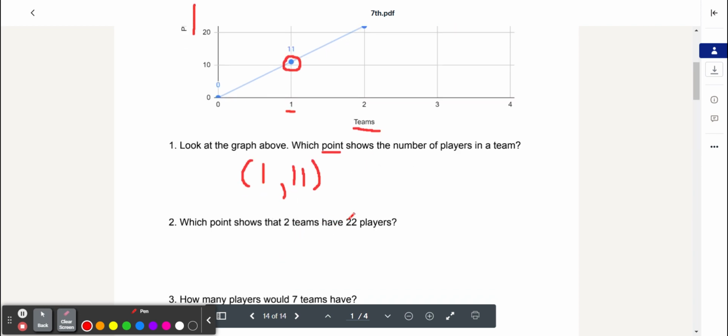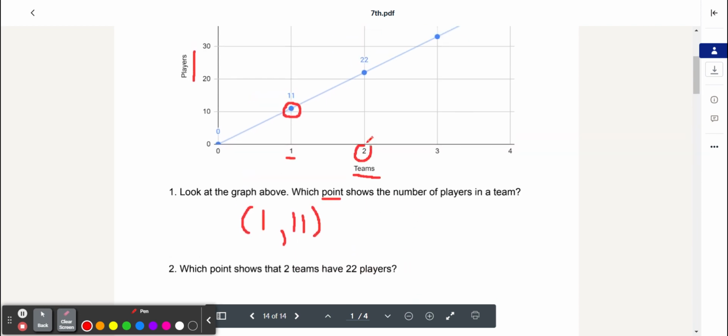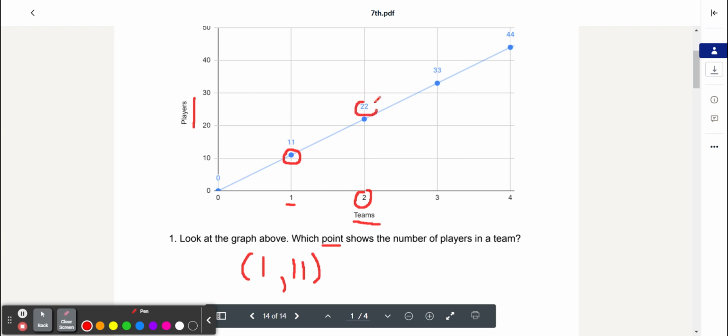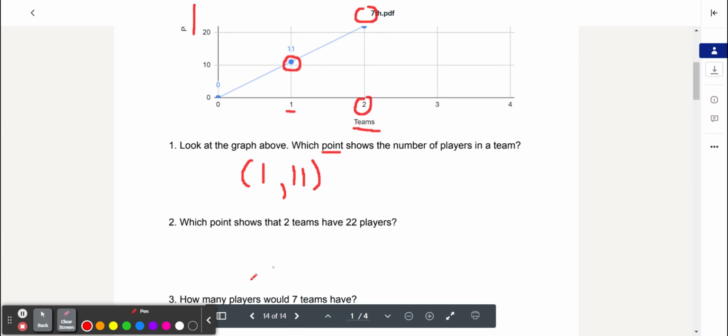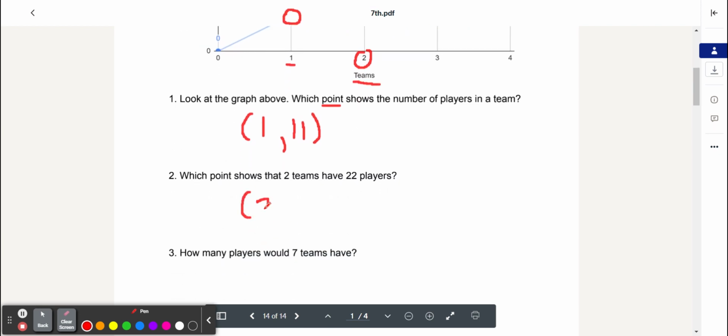Which point shows that two teams have 22 players? So two teams, 22 players, and just like before, we write it as an ordered pair because it's asking for a point. So (2, 22).